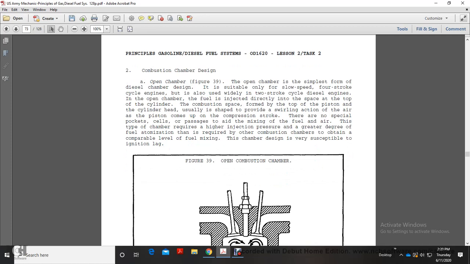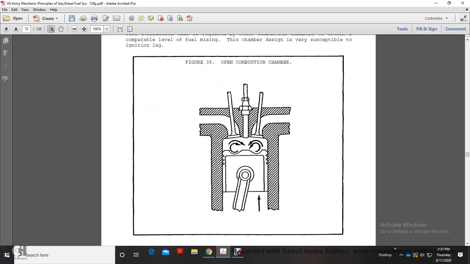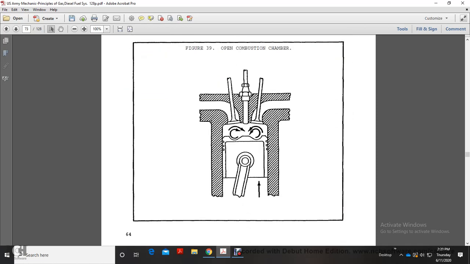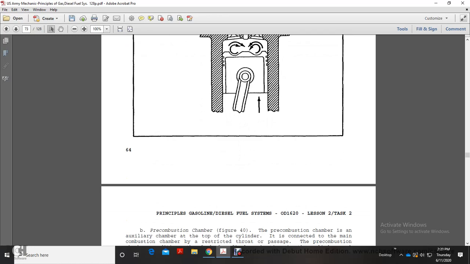The cylinder head is usually shaped to provide a swirling action of the air as the piston comes up on the compression stroke. There are no special pockets, cells, or passages to aid the mixing of the fuel and air. This type of chamber requires higher injection pressure and a greater degree of fuel atomization than other combustion chambers to attain a comparable level of fuel mixing. The chamber design is very susceptible to ignition lag. This shows an open combustion chamber.